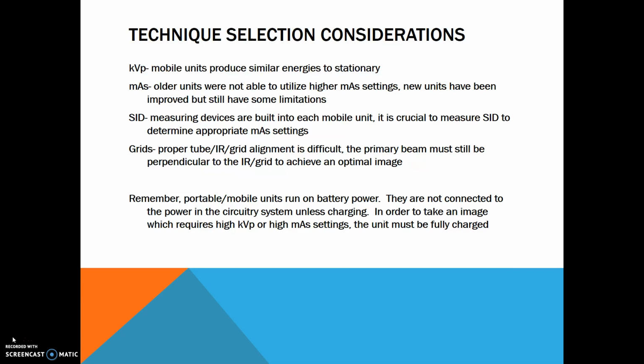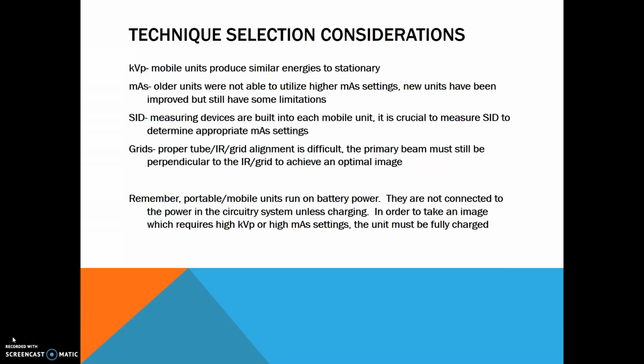There are many technique selection considerations when performing mobile or portable exams. For kVp, the mobile units produce similar energies to stationary equipment. For mAs, the older units were not able to utilize higher mAs settings, but the new units have been improved but still have some limitations. For SID, measuring devices are built into each mobile unit, and it is crucial to measure SID to determine appropriate mAs settings.